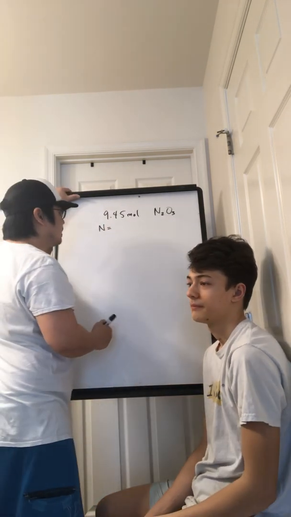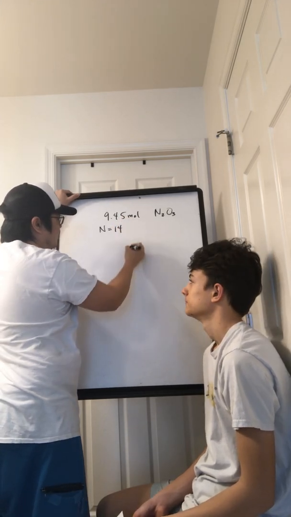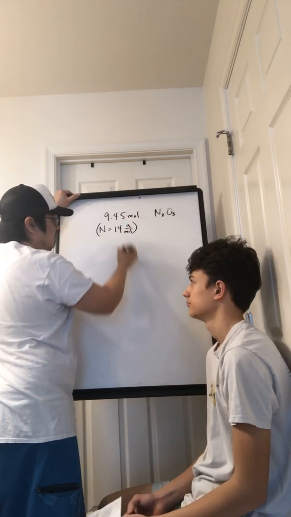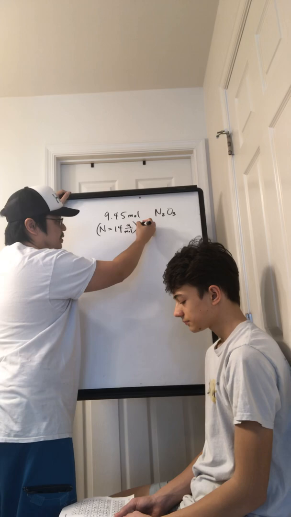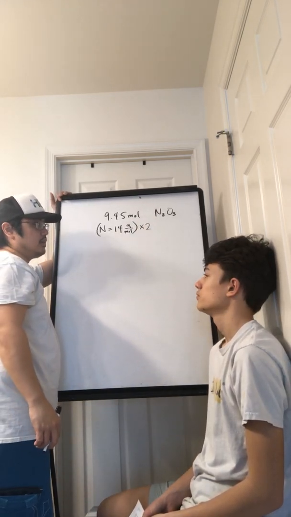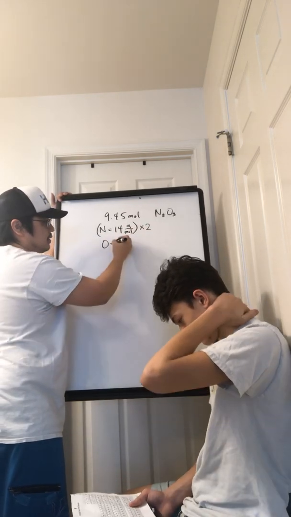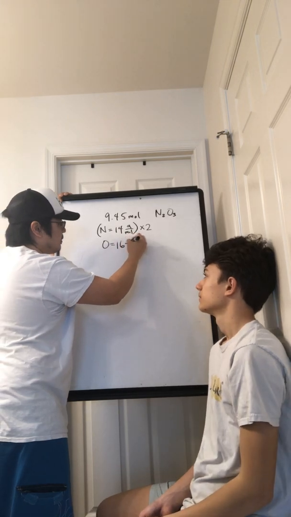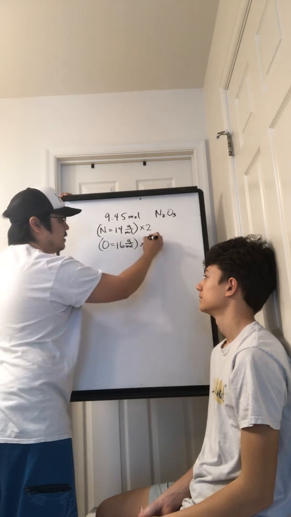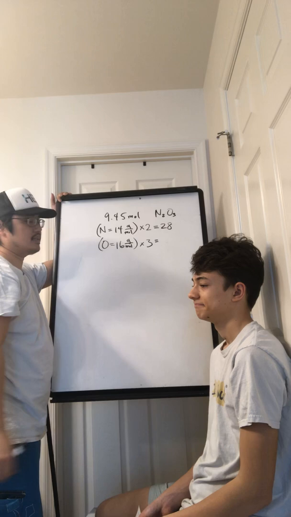All right, what is nitrogen? 14. So it's 14 grams for every mole, right? And that's specific to nitrogen. Now in this particular case, I'm going to multiply the whole thing times 2. Why would I do that? Because there's 2 nitrogens, exactly. Oxygen, what is that? 16 grams per mole. And I should multiply that whole thing by 3. Cool. So that's equal to 28, and then 3 times 16.